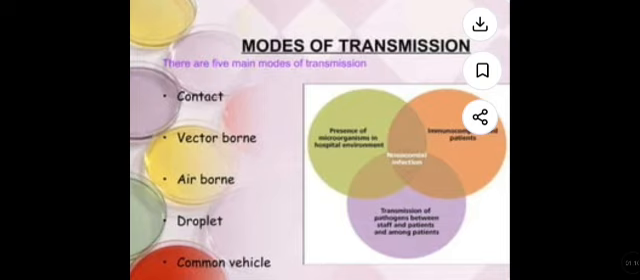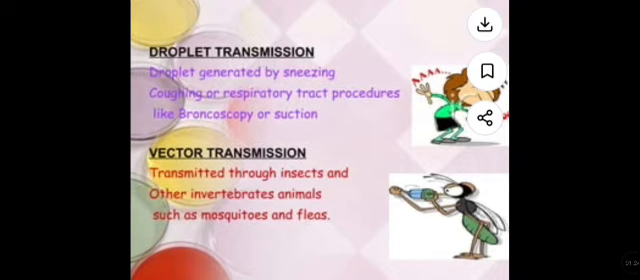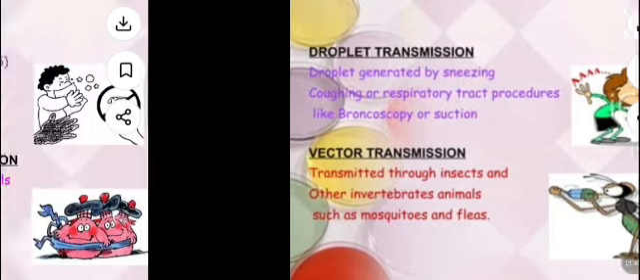Mode of transmission. There are five main modes of transmission: contact, vector-borne, airborne, droplet, and common vehicle. Droplet transmission. Droplets are generated by sneezing, coughing, or respiratory tract procedures like bronchoscopy or suction. Vector transmission. Transmission through insects and other invertebrate animals such as mosquitoes and flies.